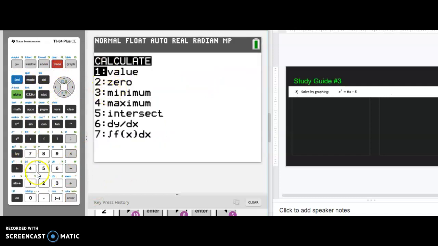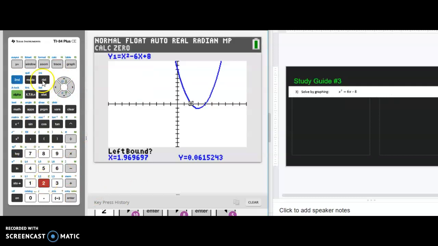Second trace, find the other 0. So this one, the left bound side, needs to be down here. And we can make the right bound side go up there a little bit. And there's 1. So 4 is the other answer. So the answer for number 3 would be x is equal to 2 and 4.